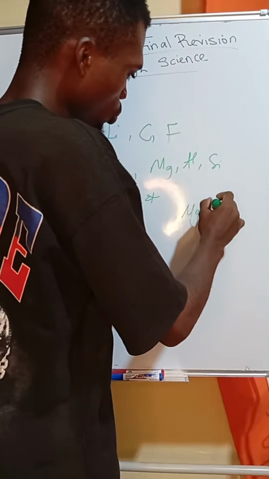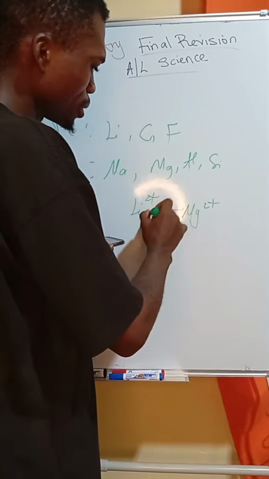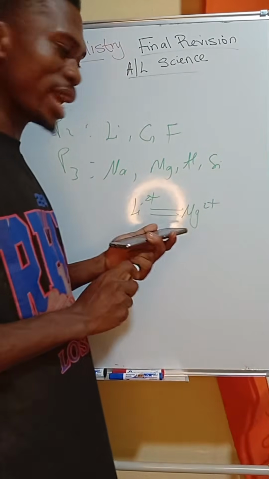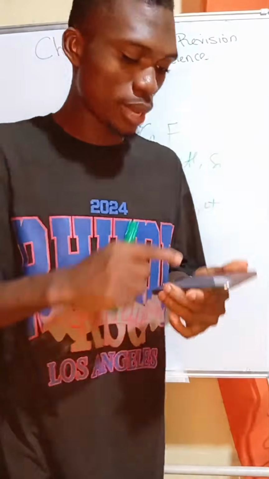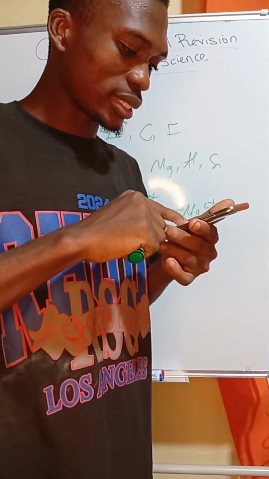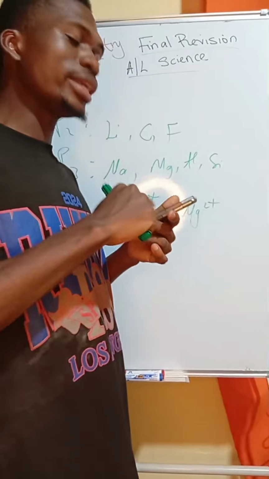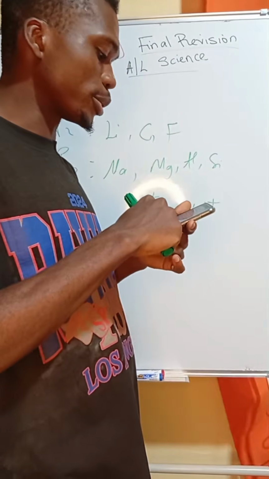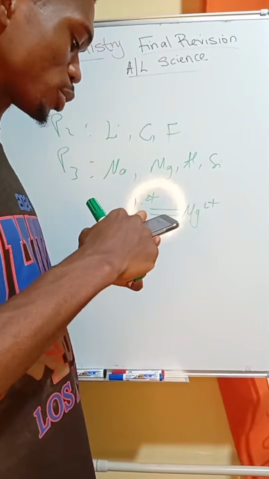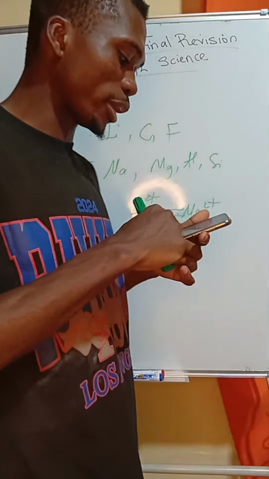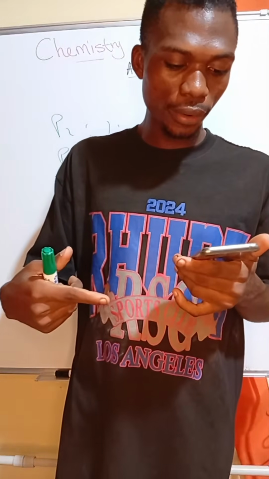Magnesium 2+ and lithium ions are nearly alike. In fact, their ionic sizes are almost the same. That is why they have this diagonal relationship. And it does not end there. They have similar densities.